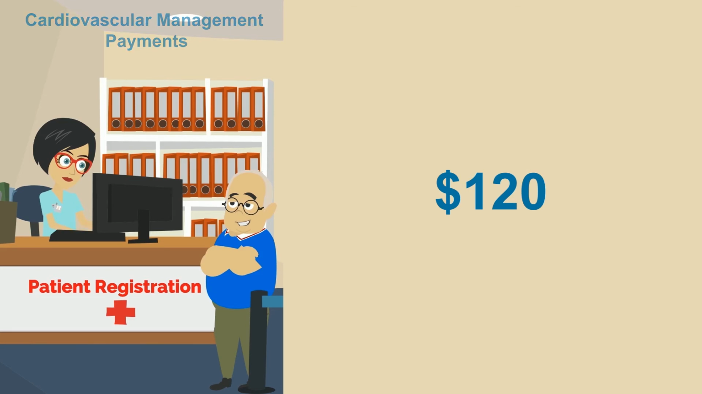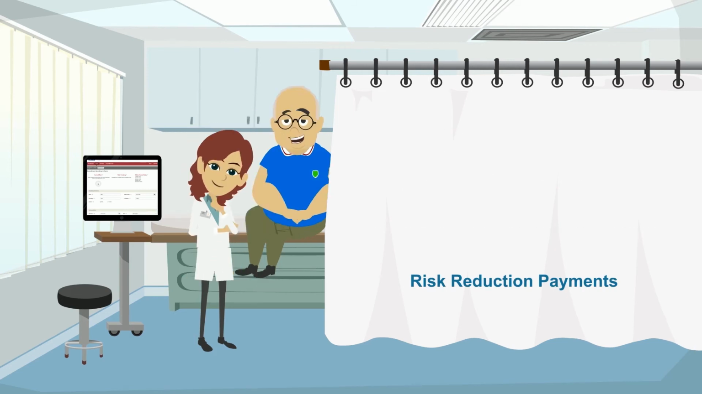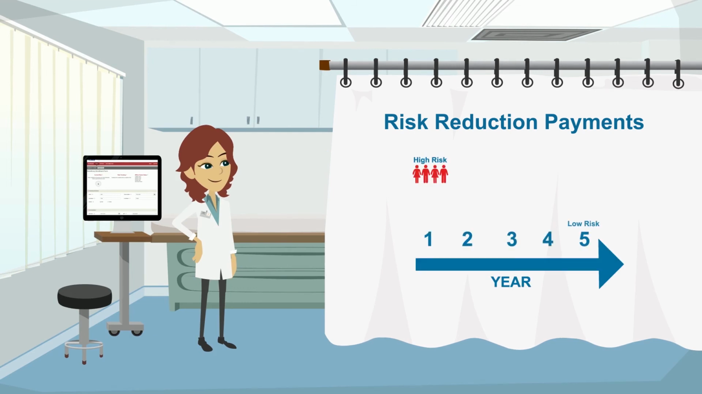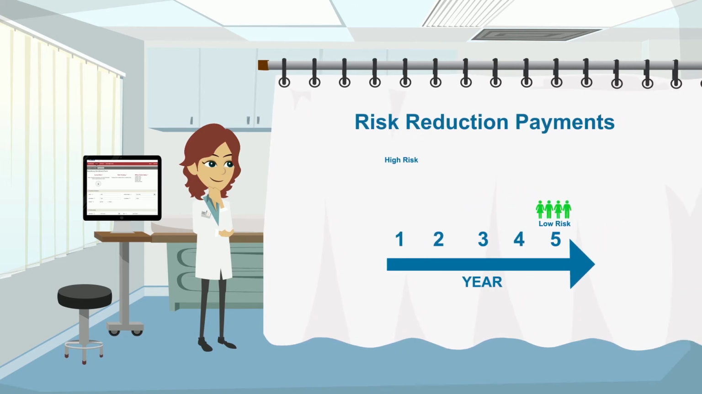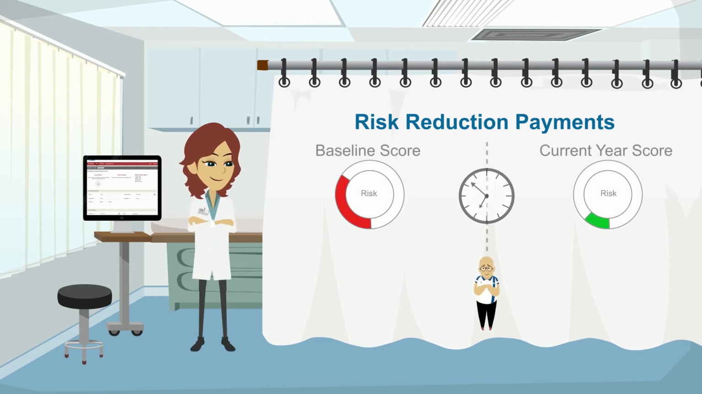Okay, so how does a risk reduction payment work? The risk reduction payments will be awarded to your organization for reducing the aggregate CVD risk of your high-risk patient population. The risk reduction is dependent on the annual reassessment of CVD risk for each enrolled high-risk beneficiary. Each year, you will meet with each of your high-risk beneficiaries to gather updated data on their cardiovascular health. You will reassess the CVD risk for each high-risk beneficiary by entering their updated data in the Million Hearts Registry.